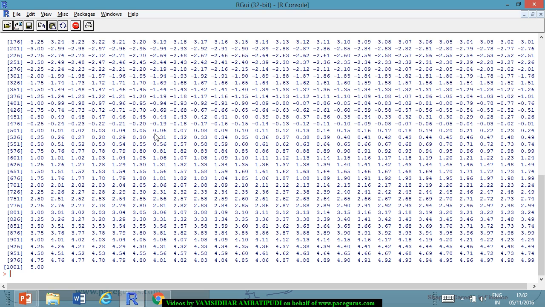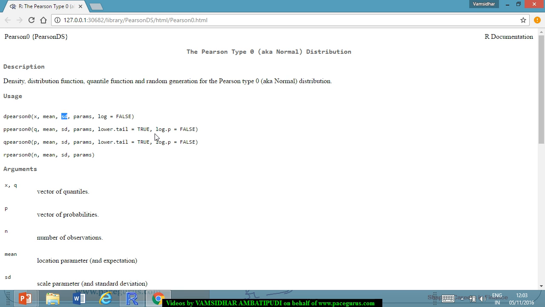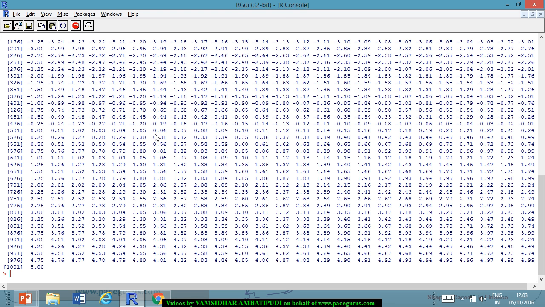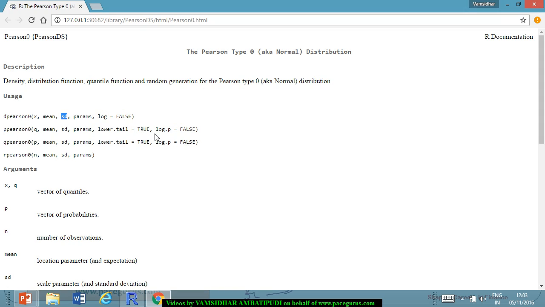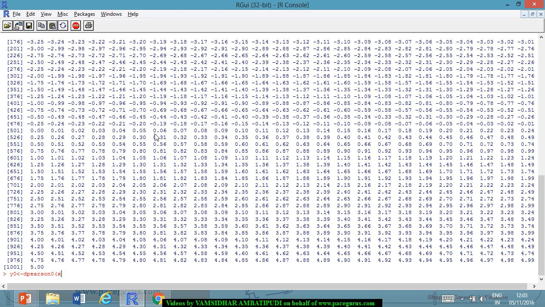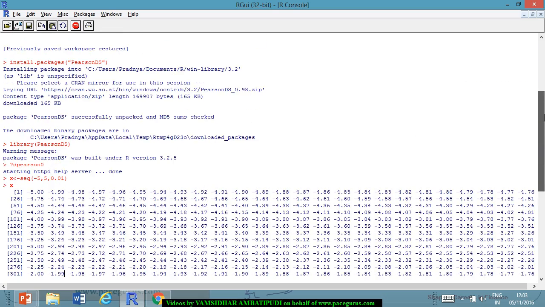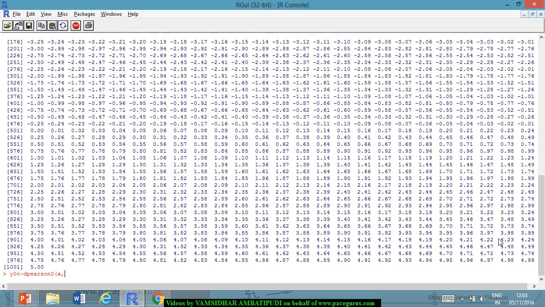Now we'll use different Pearson distributions here. We'll take Pearson type 0, so let's take y0, the d Pearson 0 distribution. Initially I have to give the value of x, so I'll give it as x itself. X is what I have defined with these values, so I'm giving it as x.